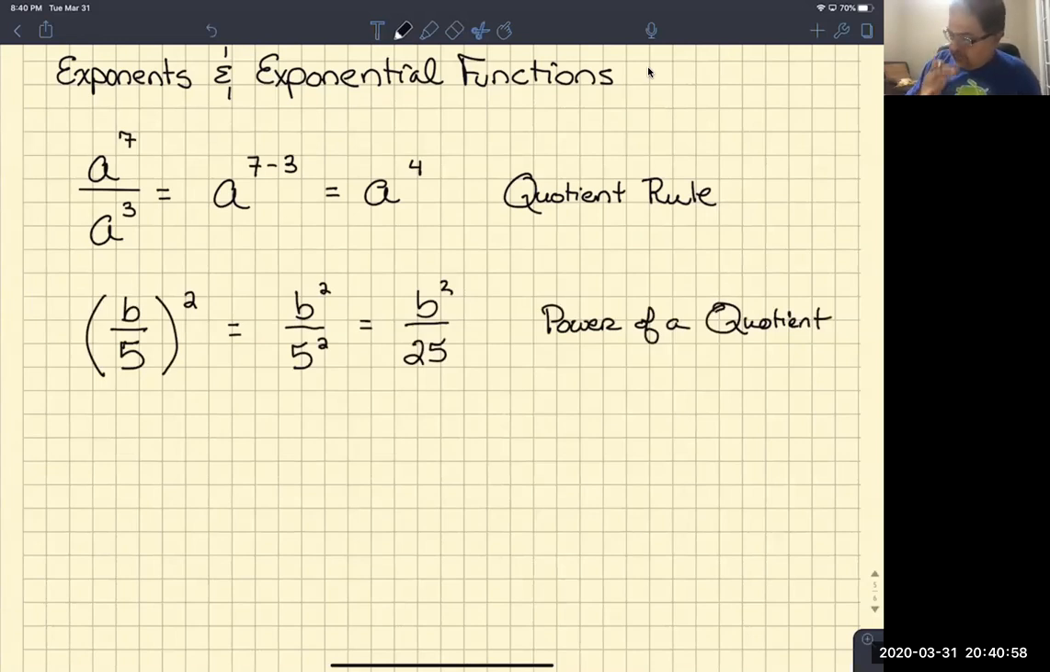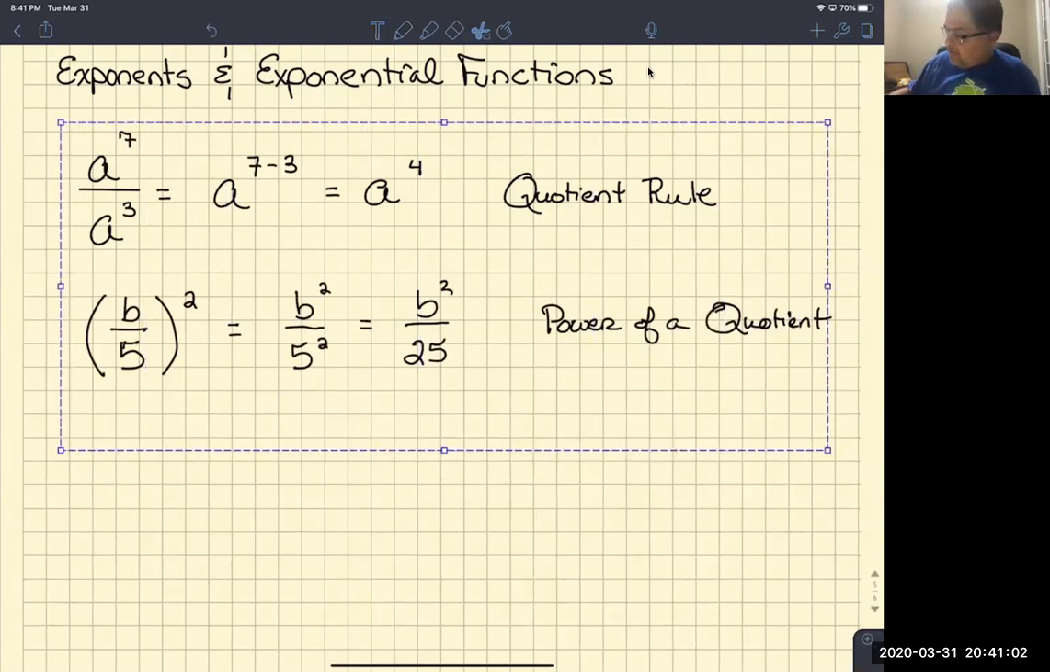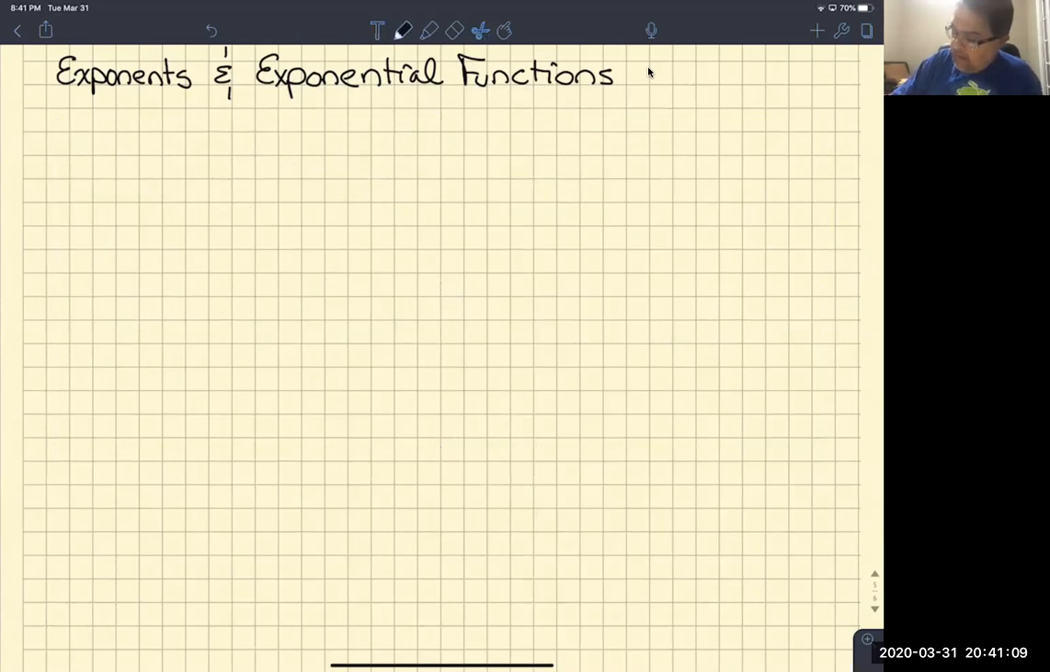Now, there are two other properties of exponents that are pretty important. Anything raised to the 0 exponent is 1. And anything raised to a negative exponent is basically the reciprocal.